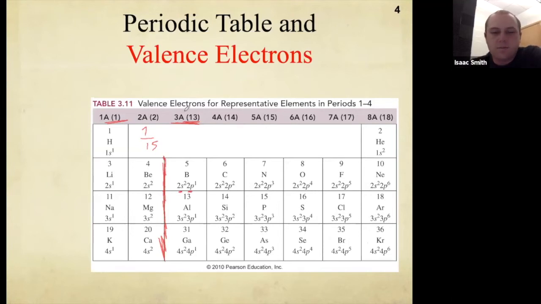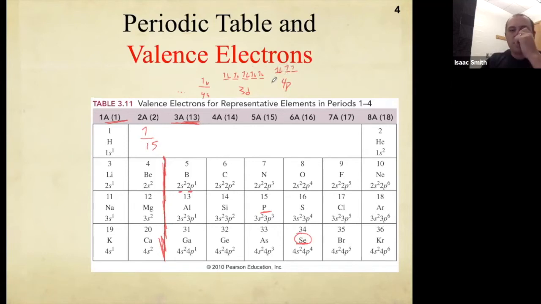All right, cool. So for example, just picking one randomly here, let's look at selenium. If you drew out the electron configuration for selenium, the last part of the electron configuration, I won't draw the first part, is going to be 4s with 2 electrons in it, 3d with 10 electrons in it, and then you're going to have the 4p, and it's going to have 4 electrons in it.